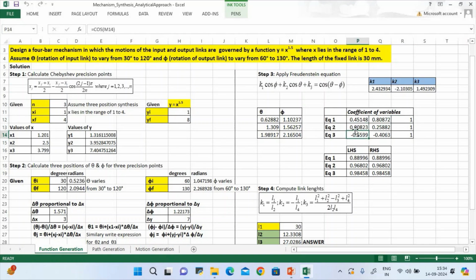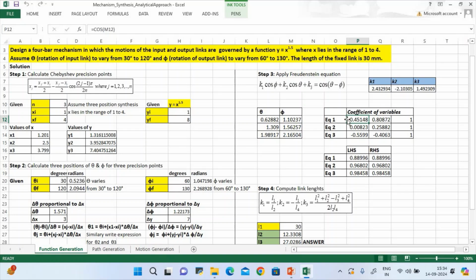So what are these equation 2 and 3? These are simply obtained by substituting theta 2, right? That means this one, and phi 2. And here this equation 3 we are going to obtain by substituting theta 3 and phi 3. So let me pick up a cell just to demonstrate this point.